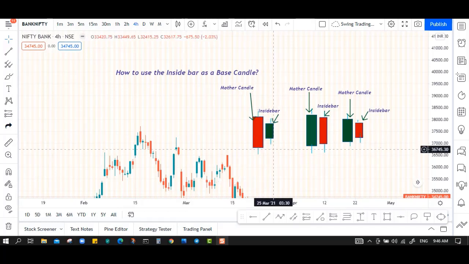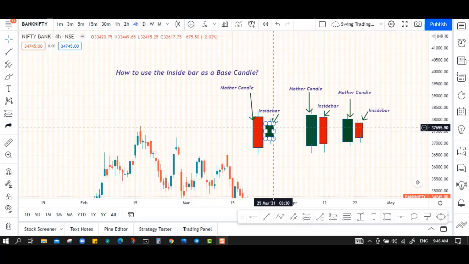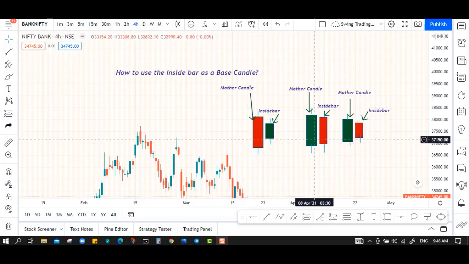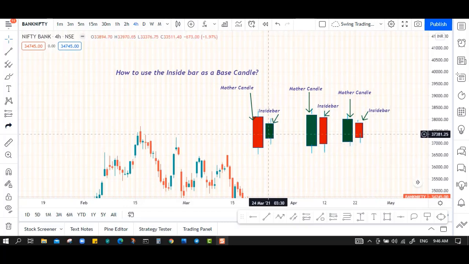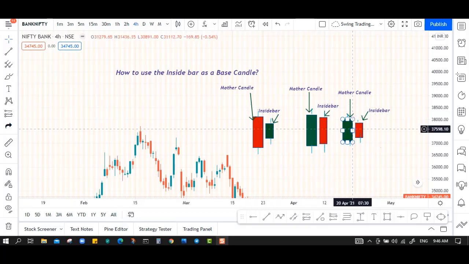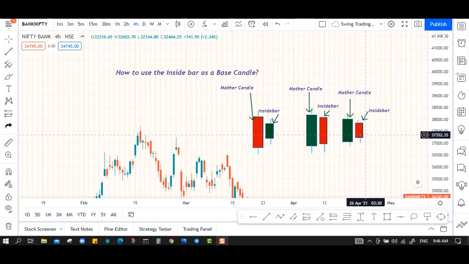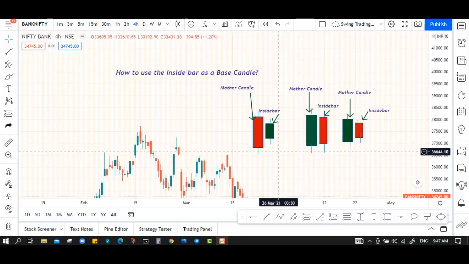The candlestick before the inside bar is called the mother candle, and this is the inside bar. You can see this three-candlestick pattern here. All these are inside bars, and the mother bar is always followed by a small body, which is called the inside bar. This pattern can be bullish or bearish. It all depends on the market structure.